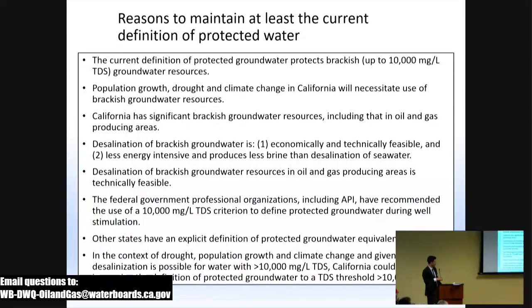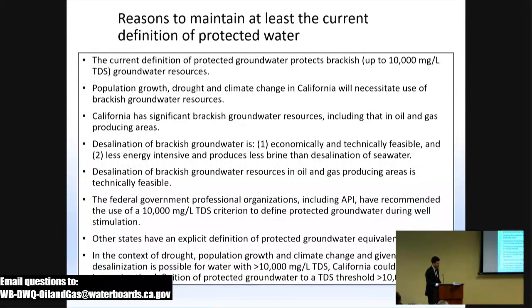The federal government, as well as professional organizations, including API, have recommended the use of a 10,000 milligram per liter TDS criterion to define protected groundwater during well stimulation. And other states have an explicit definition of protected groundwater.